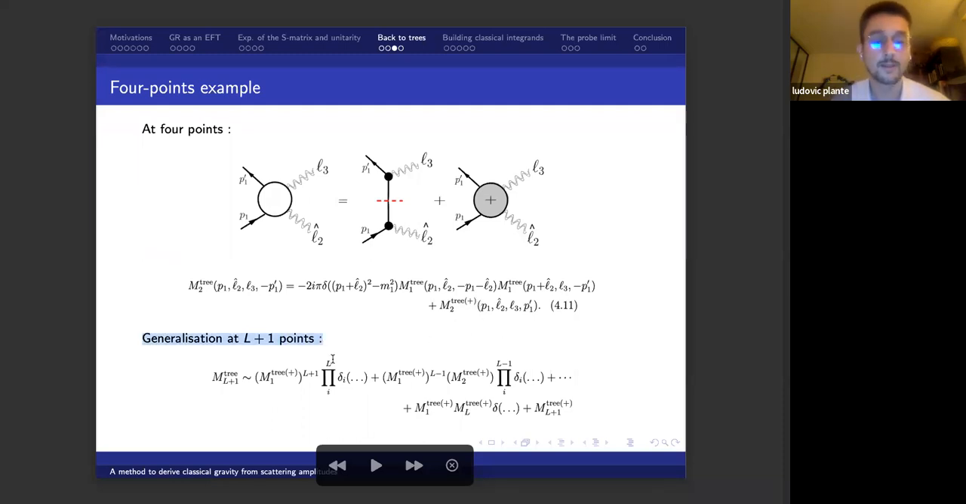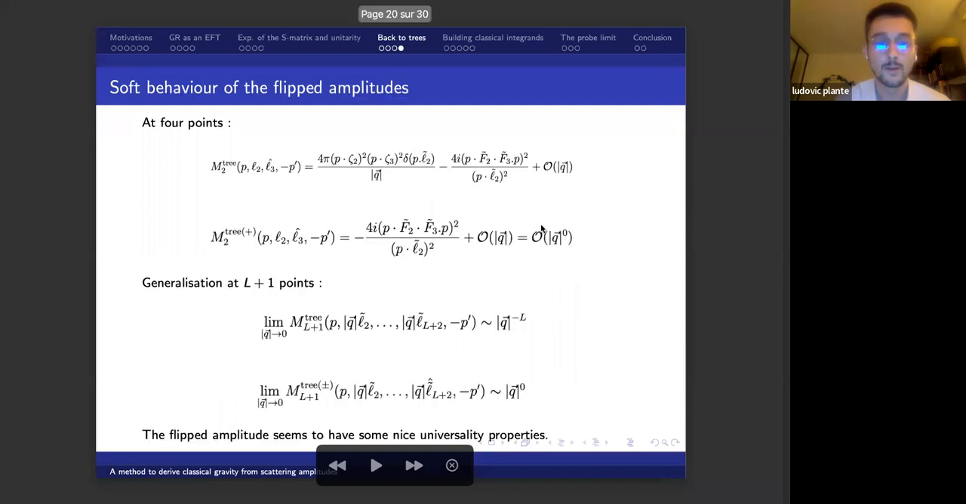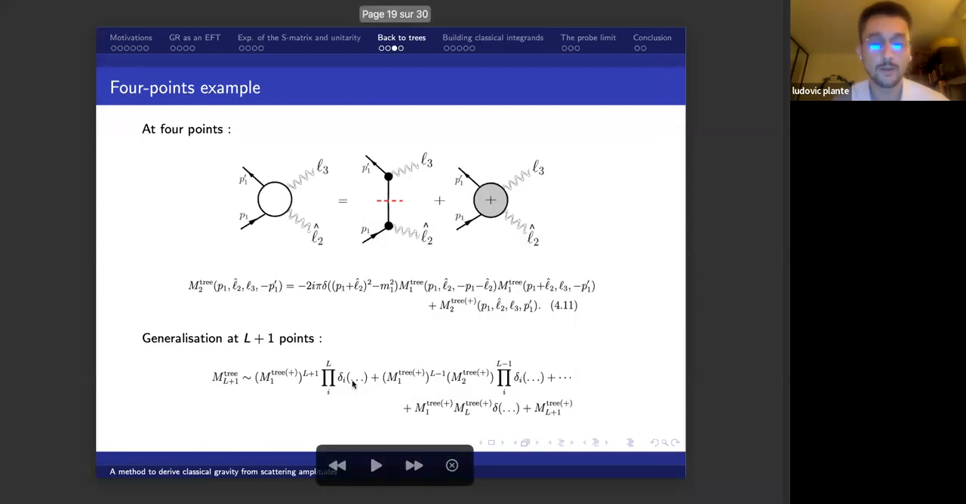And you can generalize this identity to L plus 1 points. So if I emit L plus 1 gravitons, I will get a first contribution which has L delta functions, a second contribution that has L minus 1 delta functions, etc., until I have 1 delta function, and a remainder piece that is just an M plus, where I have put all the minus i epsilon propagators to plus i epsilon. So the question you can ask now is, okay, why is it useful?